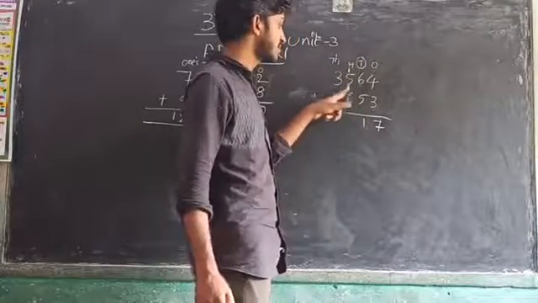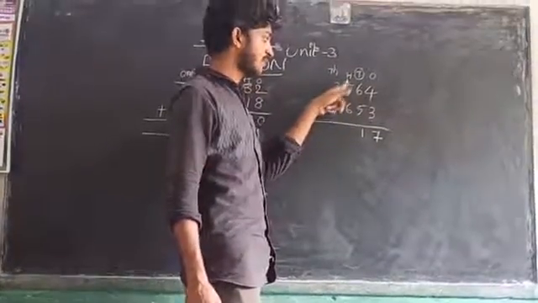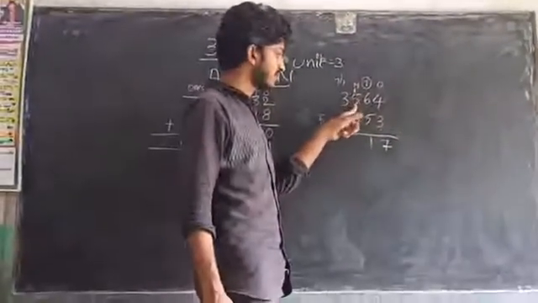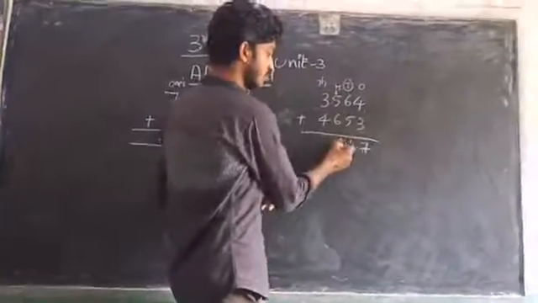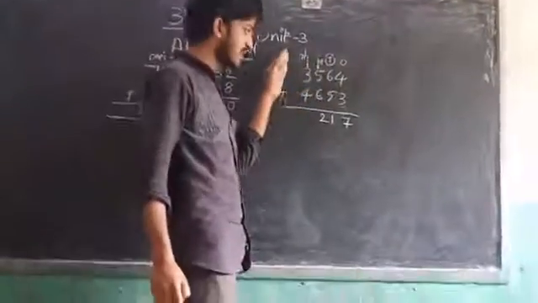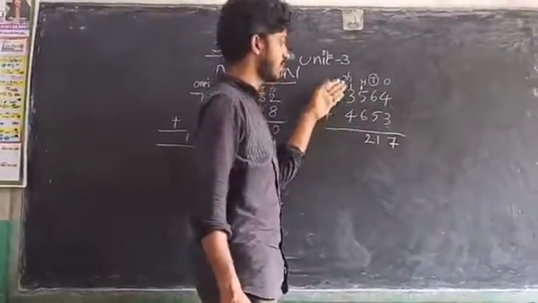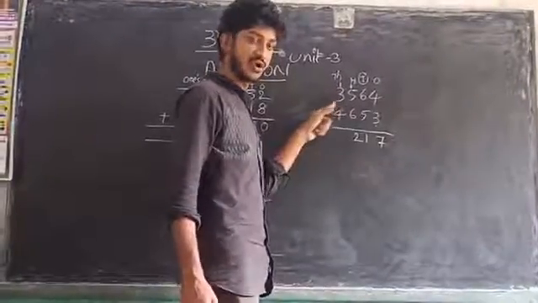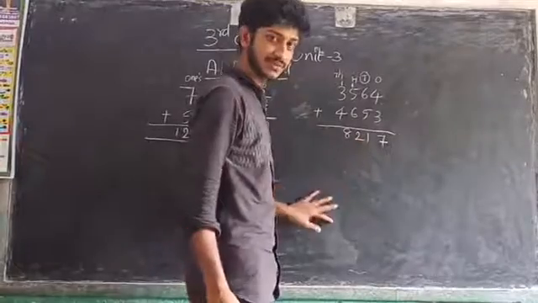Now add these two numbers. In the hundreds place, we have two numbers and one is added. So 1 plus 5 is equal to 6. 6 plus 6 is equal to 12. So 2 here and 1 here. After the hundreds place, we come to the thousands place. 1 plus 3 is equal to 4. 4 plus 4 is equal to 8. The answer is 8270.